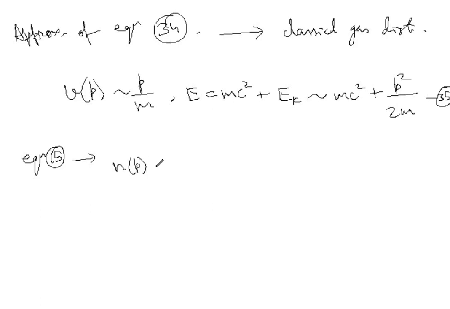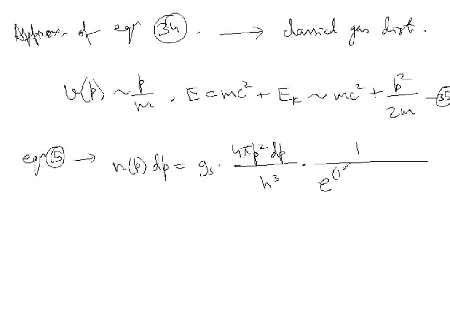So equation 15 was basically the number density of particles with momentum between p and p plus dp, and we obtained it by multiplying the density of states with the occupation number. We finally obtained this equation 15, which was gs into 4 pi p square dp by h cube into 1 by e to the power E minus mu by kBT plus minus 1. Okay, so this was equation 15.